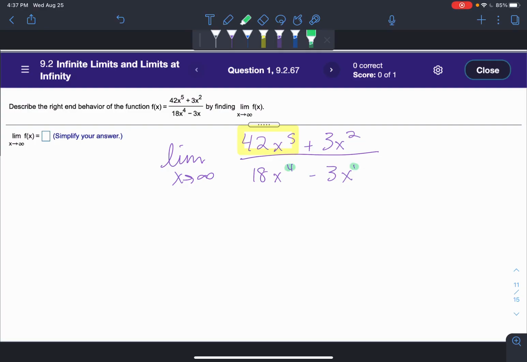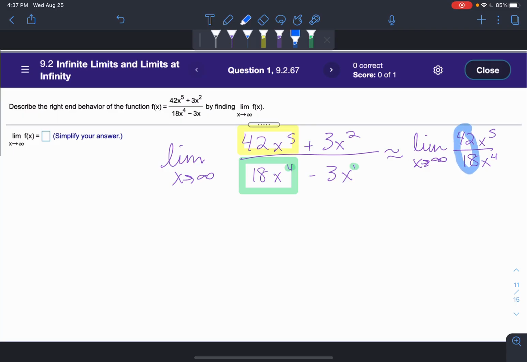Okay, so now it's all a matter of the limit as x goes to infinity of 42x to the fifth over 18x to the fourth. And we know from our properties that we can pull this out. This is a constant, right? So we can just pull 42/18 out. I'm not even sure what that is, but let's pull it out of the limit as x goes to infinity. And then we're left with x to the fifth over x to the fourth. And because we're taking the limits, we can do the cancellation.